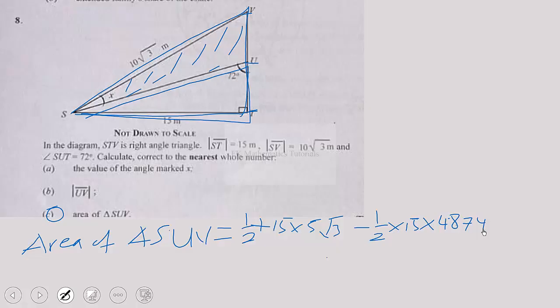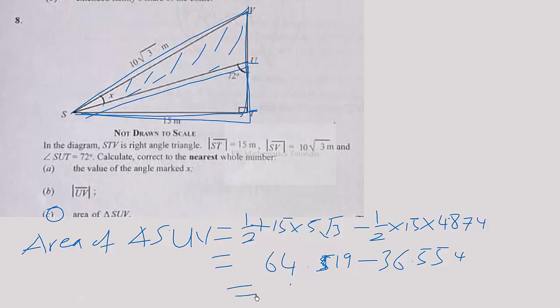So when we do the calculation here, we are going to get 64.919519 minus, and that is 6.554. And when we do the subtraction, we are getting 28.398, and to the nearest whole number we are getting approximately 28 meter squared.